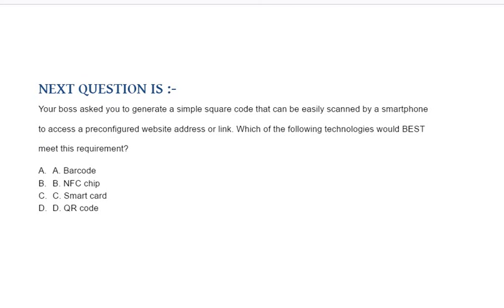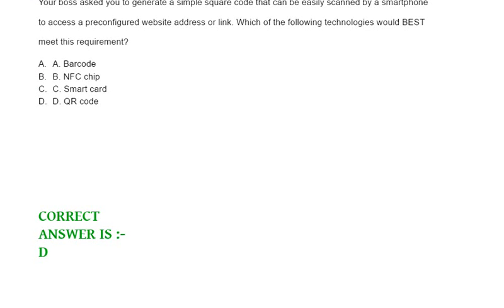Next question is, your boss asked you to generate a simple square code that can be easily scanned by a smartphone to access a pre-configured website address or link. Which of the following technologies would best meet these requirements? Option A, barcode. Option B, NFC chip. Option C, smart card. Option D, QR code. Correct answer is option D.